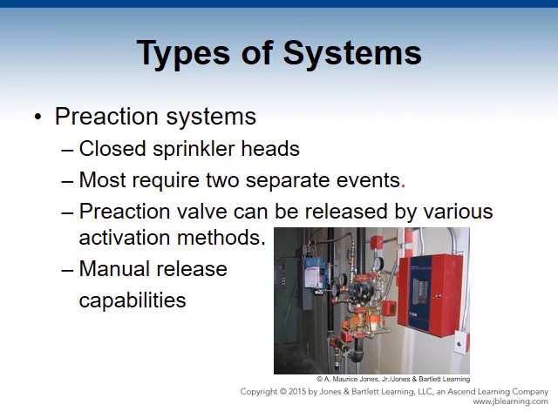The pre-action valve can be released by various activation methods. It can be either hydraulic, pneumatic, or electrical. Hydraulic uses a quick response sprinkler head on a wet pilot line to release the pre-action valve. The pneumatic uses a quick response sprinkler head on a dry pilot line, which releases the pre-action valve. And the electrical uses heat, smoke, or flame detectors to interface with a fire control panel to release the valve.